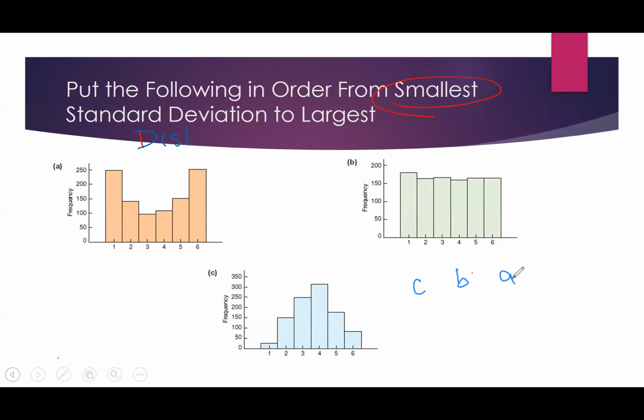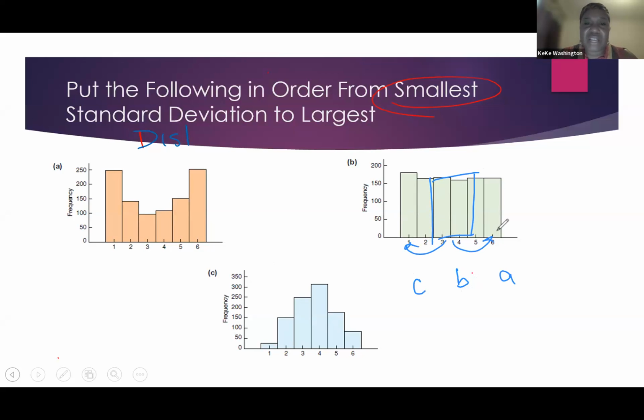All right. And I guess I should explain B. B, you do have a lot of data around the mean, but you also have the same amount of data approximately away from the mean. So that's why B has a smaller standard deviation than A does. All right, perfect. Thank you. You're welcome.